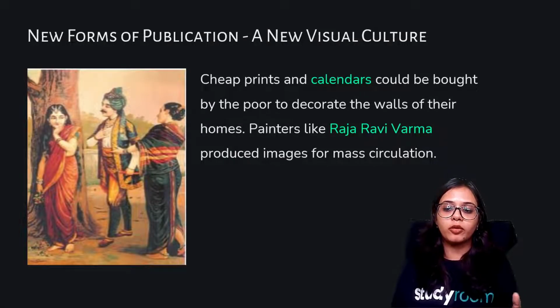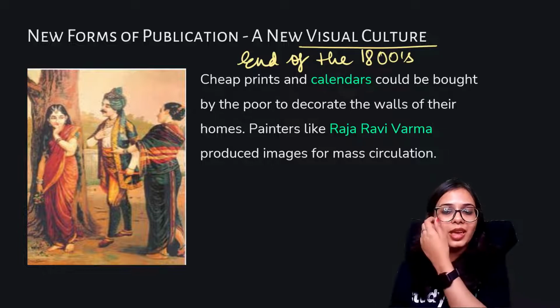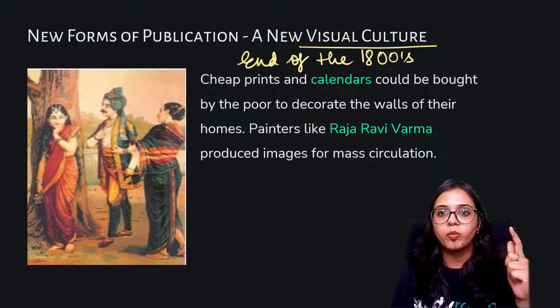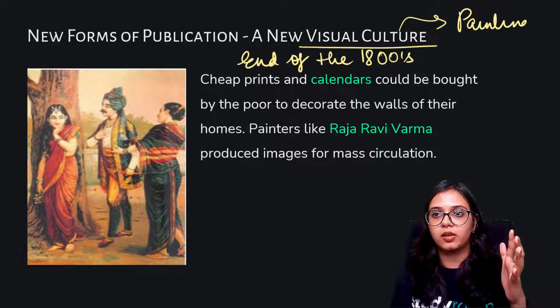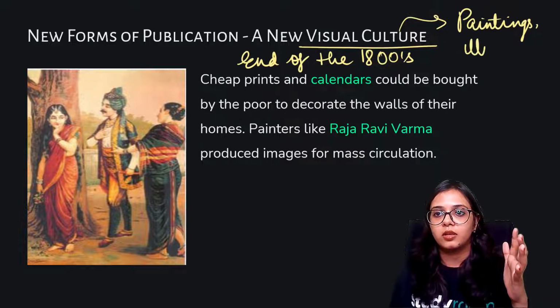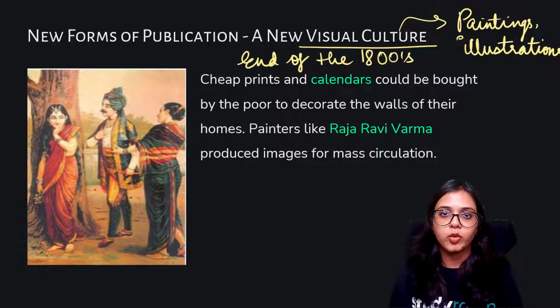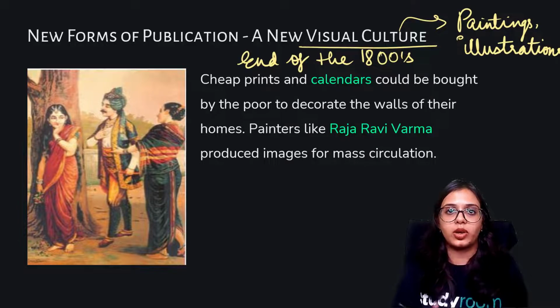Then a new form of visual culture was also on the go towards the end of the 1800s. There were two things happening. Visual culture was being formed, and by visual culture I mean paintings and illustrations. All those ideas that we have already seen were enveloping Europe. All of these are happening late in India, but this is how they were happening.